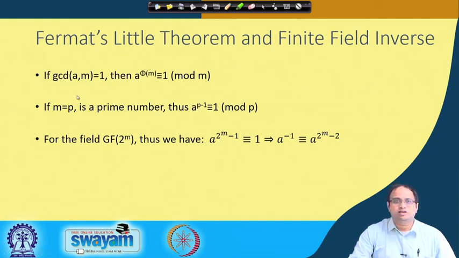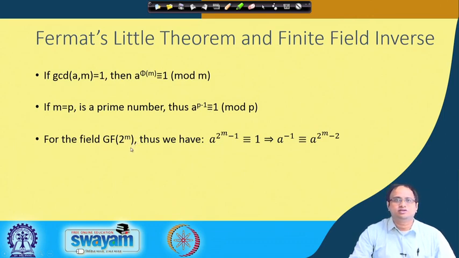So, for example, if the greatest common divisor of a and m is 1, then I can write a to the power of phi m is congruent to 1 modulo m. This equation is also called Euler's theorem. Fermat's little theorem is actually a special case of Euler's theorem, where m is p, a prime number. If it is a prime number, then I can write phi of p as p minus 1. So, what we get is a to the power of p minus 1 is congruent to 1 modulo p.